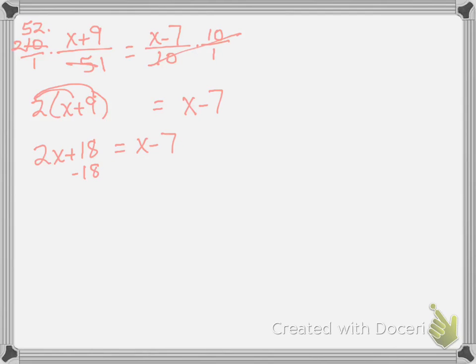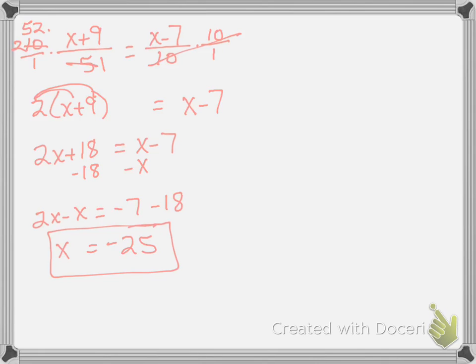I'm going to subtract my 18 and subtract my x from both sides. So I have 2x minus x is equal to negative 7 minus 18. 2x minus x is x. Negative 7 minus 18 is negative 25. So x is negative 25. Okay.